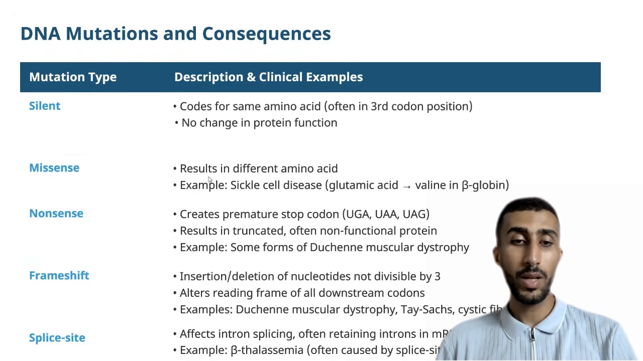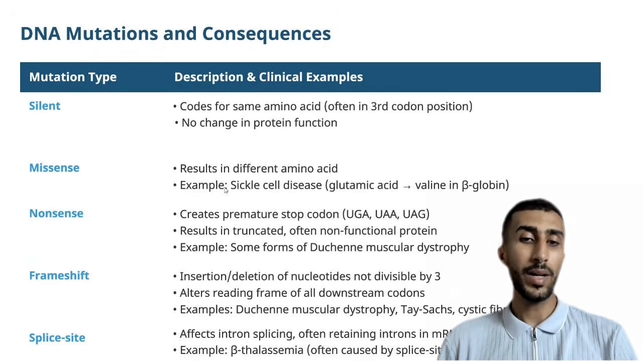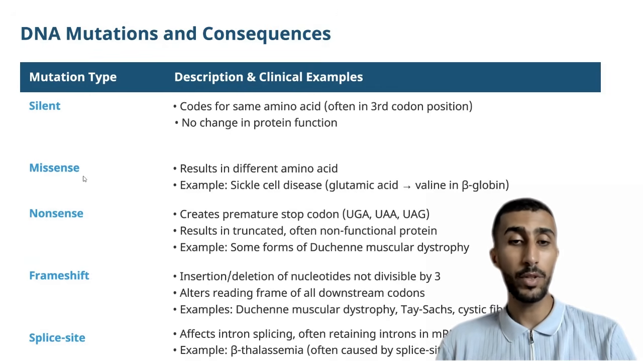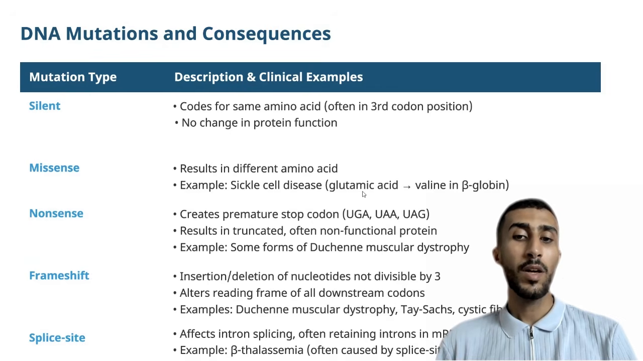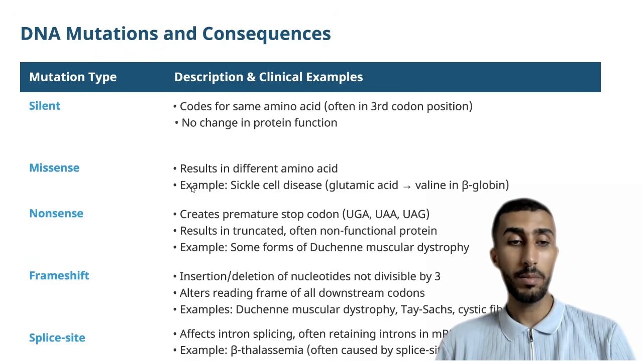Next is the missense mutation. So the missense mutation means we've got a different amino acid. The famous example for the missense mutation is glutamic acid being transformed into valine. In the beta globin of hemoglobin, we normally have glutamic acid. If it is converted into valine by a missense mutation, and the difference in the codon results in a different amino acid, we will have sickle cell disease. This is an example of missense mutations.